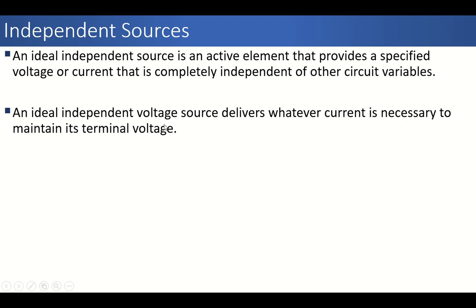An ideal independent voltage source delivers whatever current is necessary to maintain its terminal voltage. So we can define the independent voltage source as the voltage source that delivers whatever current is required, but it maintains the terminal voltage. So let's suppose we have a 12-volt battery. You want to say that this is an ideal independent voltage source, so it should have the capability of delivering whatever current, maybe 5 ampere, 10 ampere, but the voltage across the terminals should remain constant.